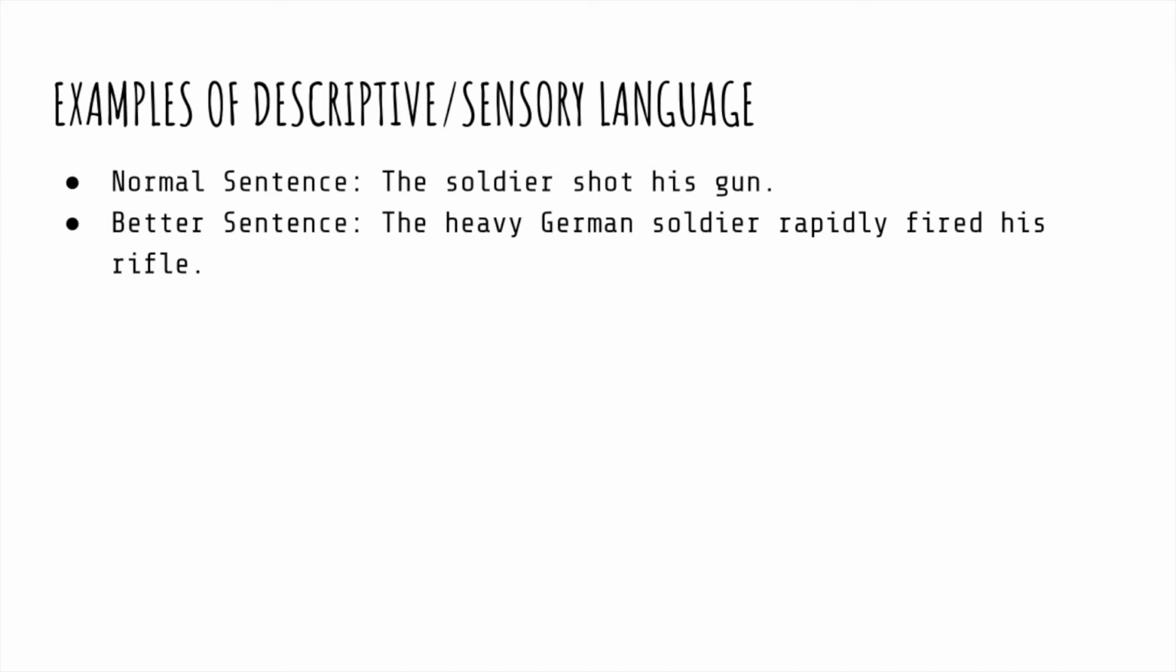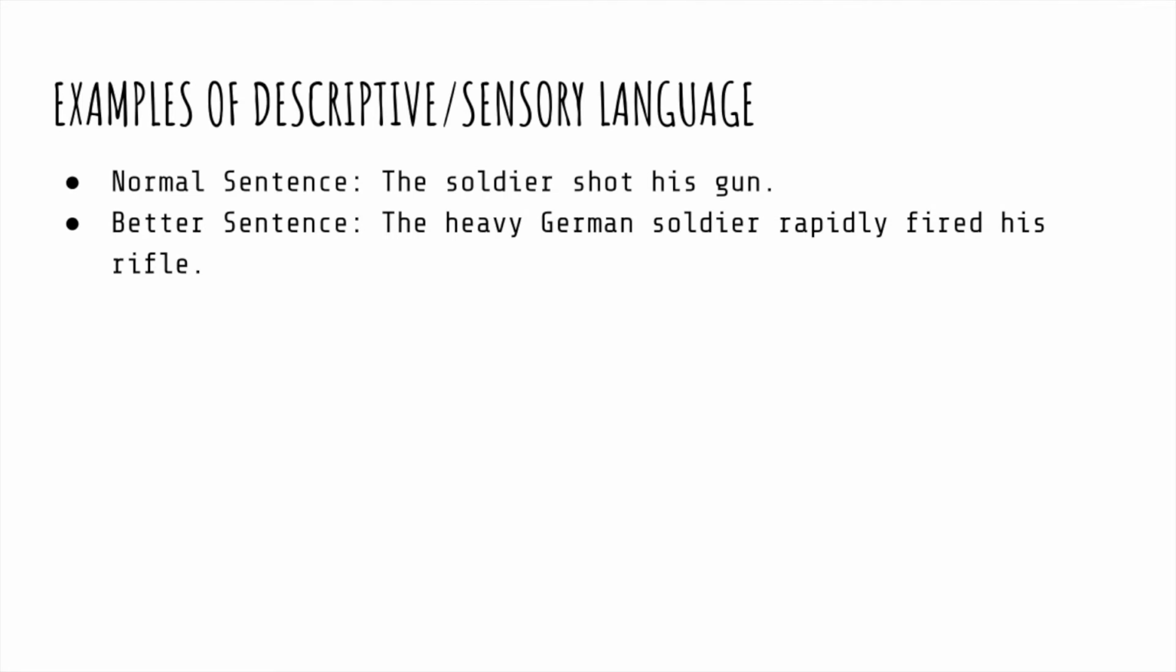So a better sentence is the heavy German soldier rapidly fired his rifle. So now instead of you picturing any soldier, you're picturing a German soldier, but a heavy German soldier. So like a bigger, built, like a fatter German soldier, right? And instead of just shooting, he's rapidly firing. So he's excited. He's moving quickly while firing. And instead of you picturing any gun, it could be like a pistol. I'm making you picture a rifle.